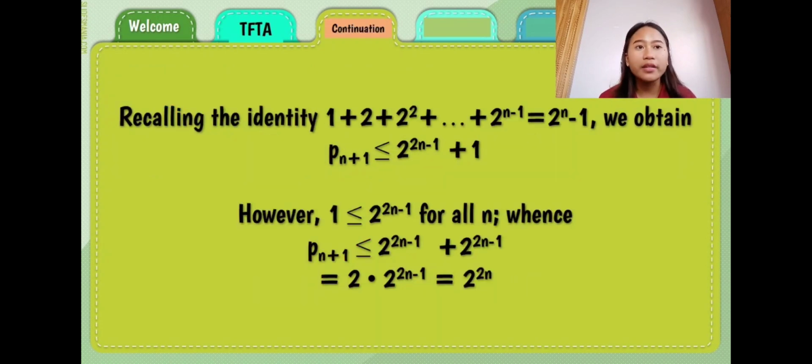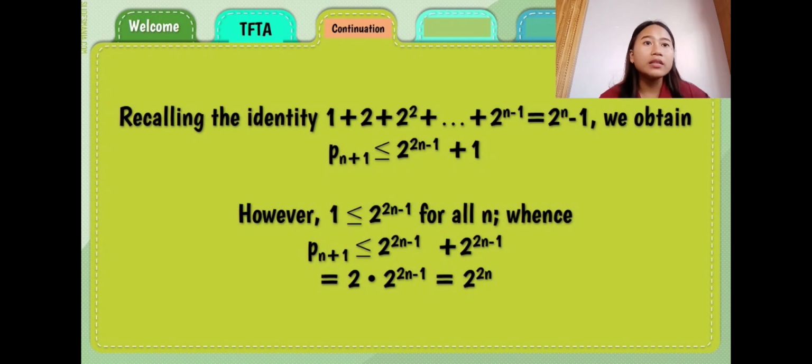So we recall the identity that 1 plus 2 raised to the power of 2 plus 2 raised to the power of n minus 1 is equals to 2 raised to the power of n minus 1. And we obtain that P sub n plus 1 is less than or equal to 2 raised to the power of 2n minus 1 plus 1.